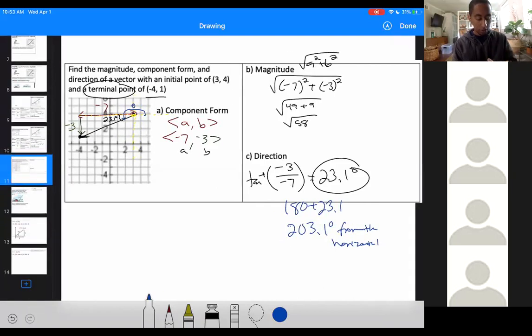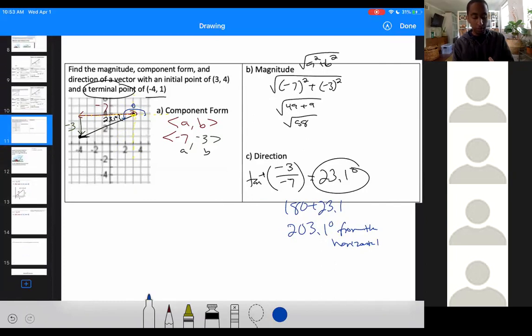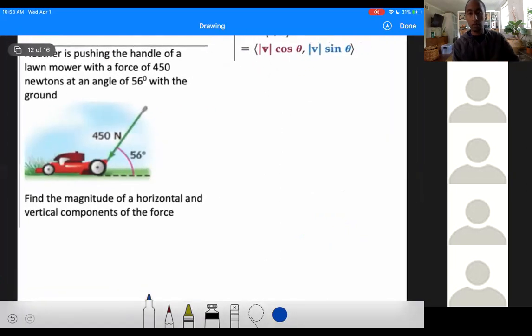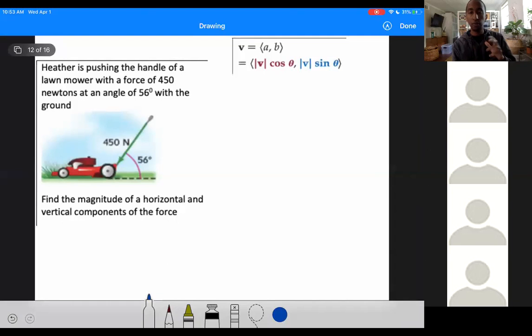All right. I want to look at one last thing here. There are no questions. So what about when we're talking about force and when we don't have both of the components? Okay, so we'll read this problem. Carlo, could you read this for us? Pushing the handle of a lawnmower with a force of 450 newtons at an angle of 56 degrees with the ground. Find the magnitude of the horizontal and vertical components of the force.